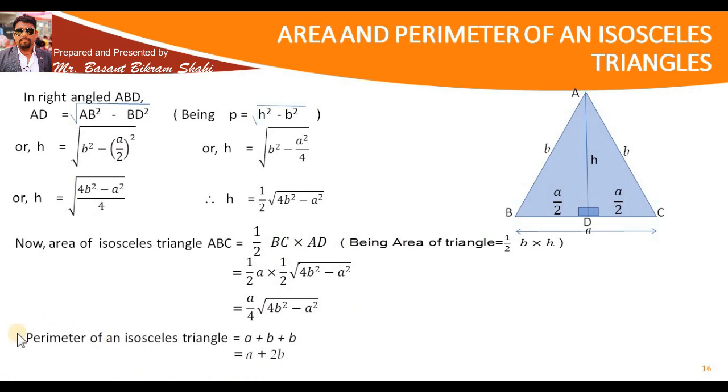And if we talk about the perimeter, according to the concept, the perimeter is the sum of all sides. Here A plus B, as these are 3 sides, so A plus B plus B is A plus 2B.